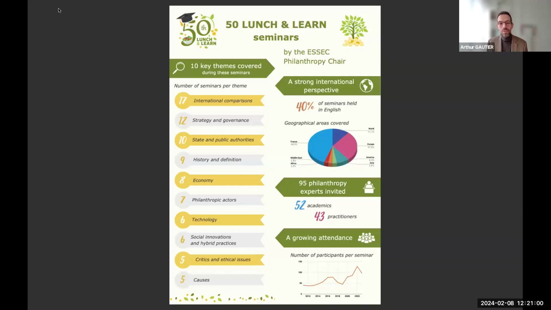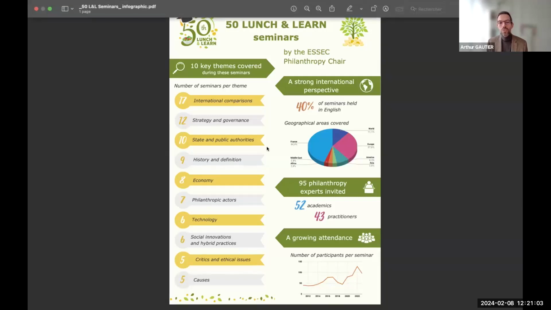As you can see also in the areas covered, we try to promote more knowledge about philanthropy in France, but not only. We had more than a quarter of our seminars on European countries, but we also covered America, Africa, Middle East, and Asia as well. And our audience is growing. We are very happy to have many of you present today. This infographic will be shared with you after the seminar and will be on our website. It was just a way for me to celebrate the 50th edition and give you some historical patterns of what we've covered over the years. So thank you again for being here.